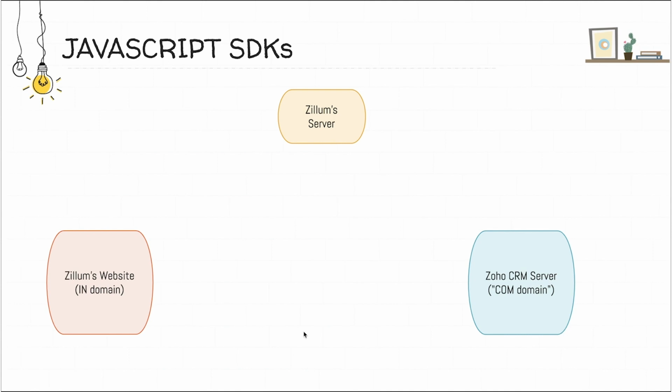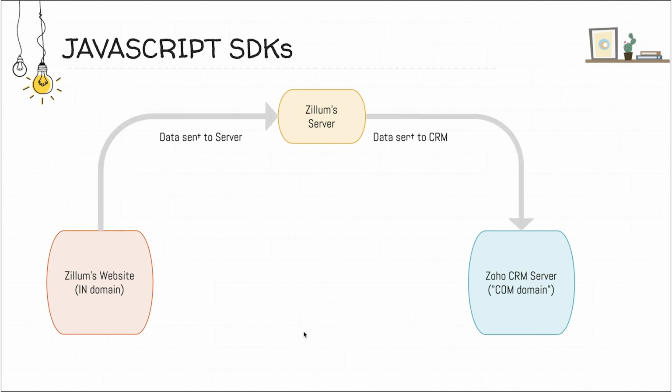And moving on to JavaScript SDKs, let's take an example. Xylem is a product company, and they have maintained a Zoho CRM account. The Xylem website could be in the Indian IN domain, and the Zoho CRM server is in the common COM domain. In that case, Xylem has to maintain their own server, wherein the information is sent to the server first, and then it's converted into raw information and once again sent to the CRM server to update information in their CRM. That's how the usual process goes.